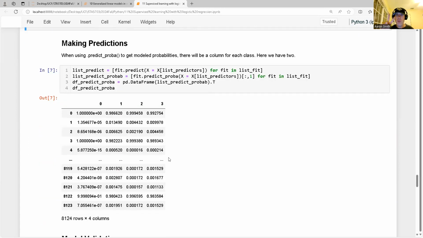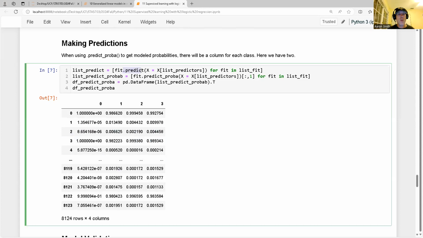Now, to make predictions, we have two different ways. Just like in other functions in scikit-learn, we can either use predict. Now, this will give us the classification, either 0 or 1, or I can get the probability using predict proba. Now, when we do this, I'm going to end up getting columns for each level of the target variable. Here, we're doing regular old binary logistic regression, so there's two levels. So I'm going to have two columns, column 0 and column 1.